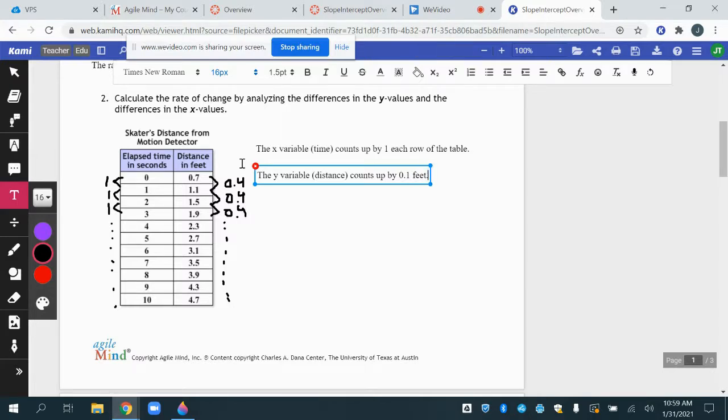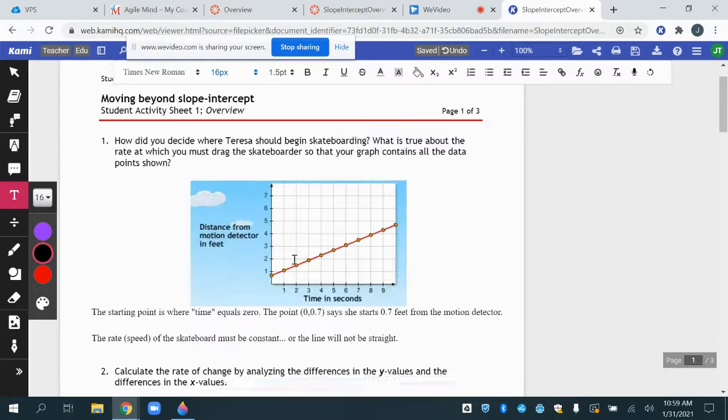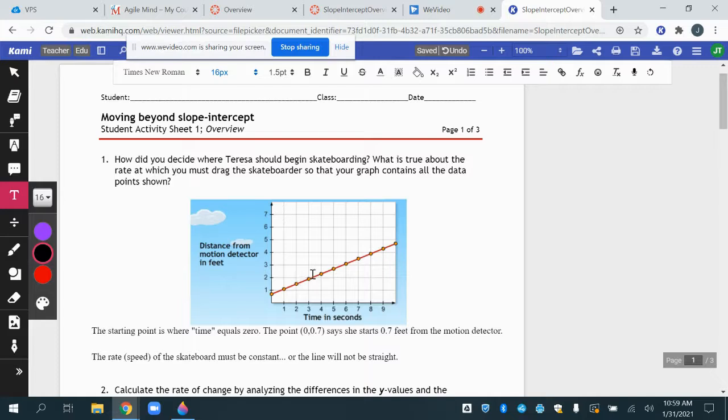Not 0.1, I want 0.4, right? It comes with 5.4 feet. There's plenty of space. Okay, yep. I guess I'm going to put in there. So what we notice is the x's count up by the same amount every time, the y's count up by the same amount every time. That is what makes this a straight line.